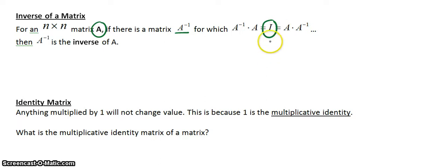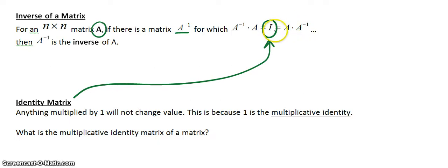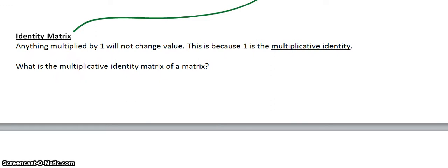That's what I stands for. I is the identity matrix. Or if you do it the other way around, so A times A inverse, you'll also get the identity. So in order to understand this definition, we need to know what an identity matrix is. So think about what an identity means outside of matrices. Basically, this is an example that you should be familiar with. Anything multiplied by 1 will not change the value because 1 is the multiplicative identity.